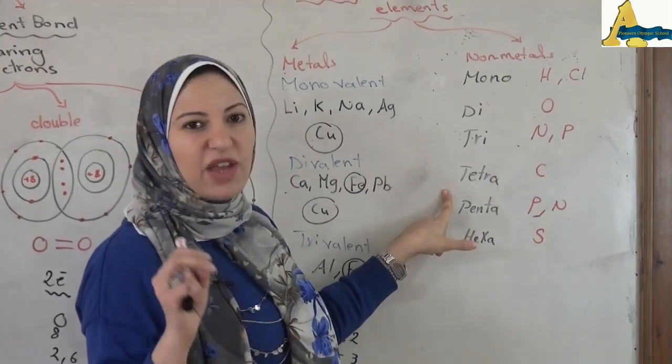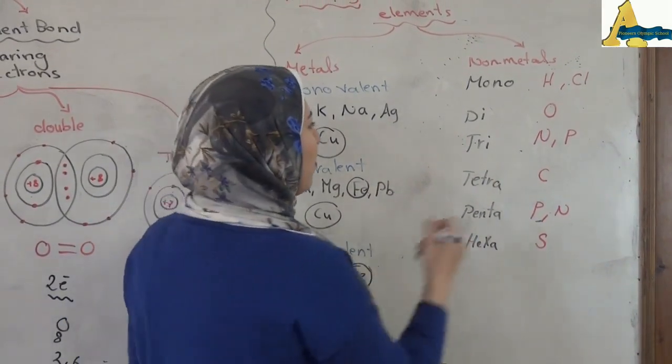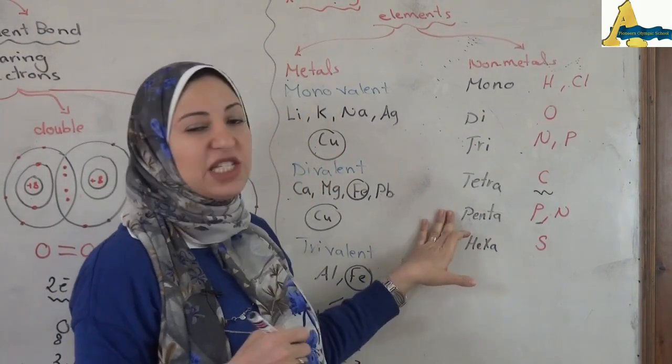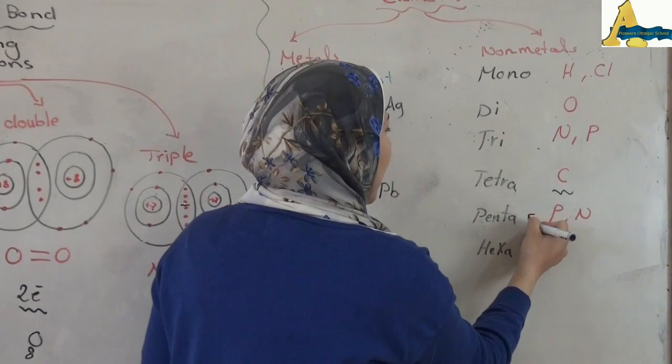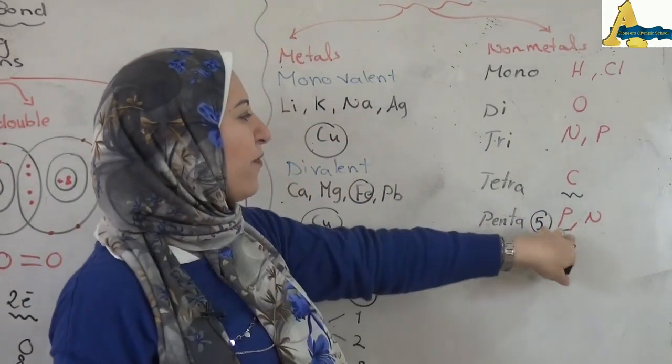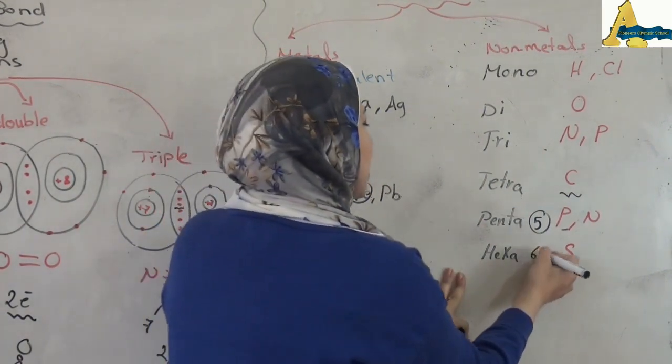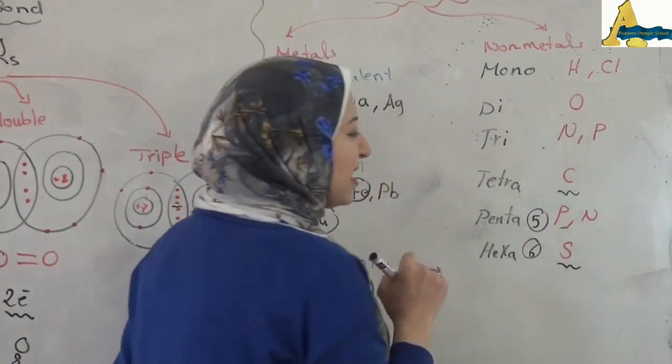Tetra means that their valency is 4, and the example here is carbon. Penta means that its valency is 5, and here we have 2 examples, phosphorus and nitrogen. Hexa means that the valency is 6, and we have an example here, sulfur.